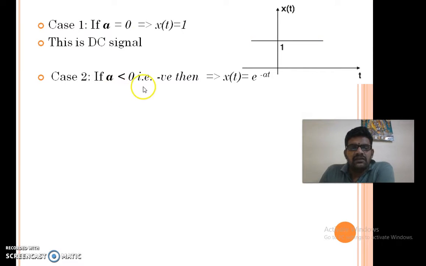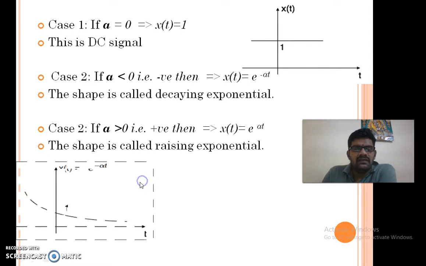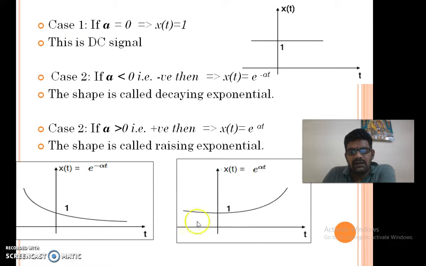If a is less than 0, that is, if it is negative, x of t equal to e power minus alpha t. Now the signal is known as a decaying exponential. If a is greater than 0, a is positive, then it is x of t equal to e power alpha t. So the signal is a rising exponential. This is decaying exponential e power minus alpha t, and this is rising exponential e power plus alpha t. So based on the value of alpha, it is either a decaying or rising exponential.